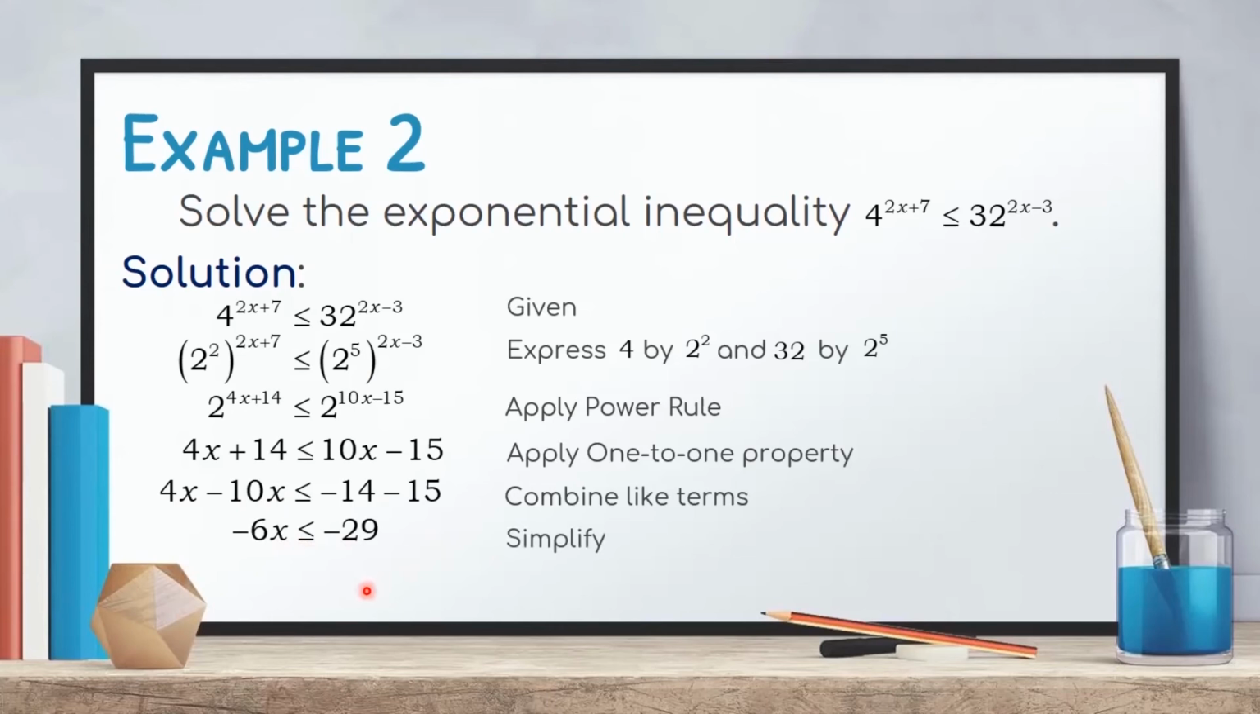But since our divisor is again a negative number, we need to change the inequality symbol. Remember that it only happens when we divide both sides of the equation by a negative number. If it is a positive number, then you do not need to change the inequality symbol. So in this case, since we have negative 6 as our divisor, then less than or equal to will become greater than or equal to. Finally, the value of x is greater than or equal to 29 over 6.